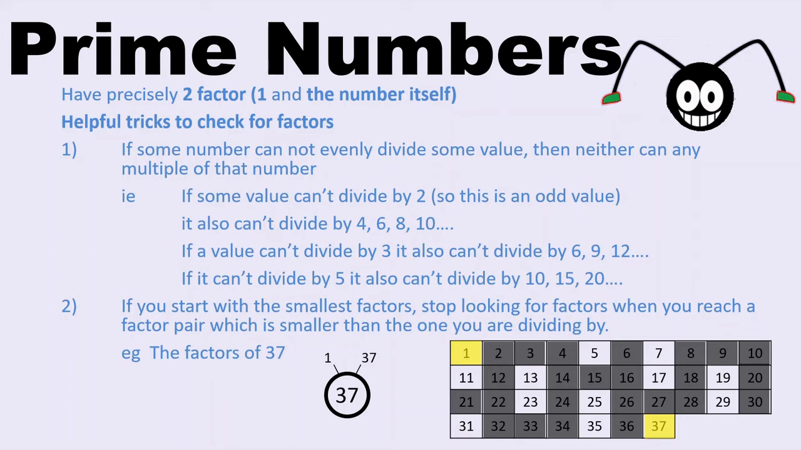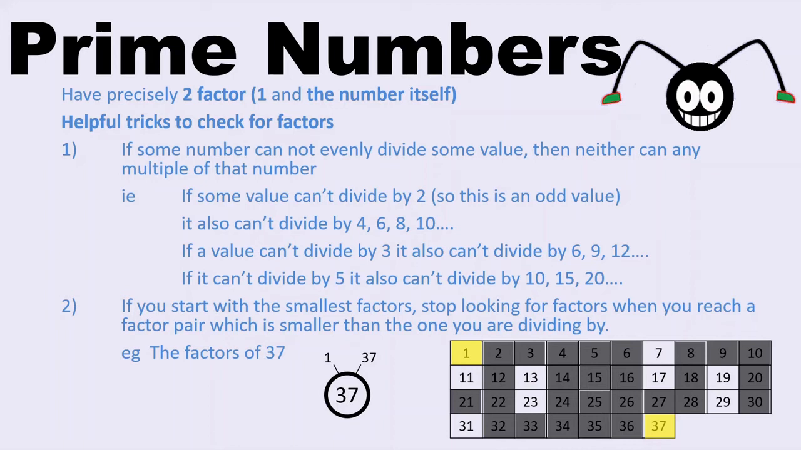Next, I'm going to try 5. It's the next possible factor, but 37 cannot divide by 5. The closest number I can think of that can divide by 5 is 35, and 35 divided by 5 is 7. So the factor pair for 35 is still higher, so I'm going to keep going. But 37 itself does not divide by 5, so I'll black out the 5, and I'll black out all the multiples of 5. So the next possible factor I'm going to try is 7.